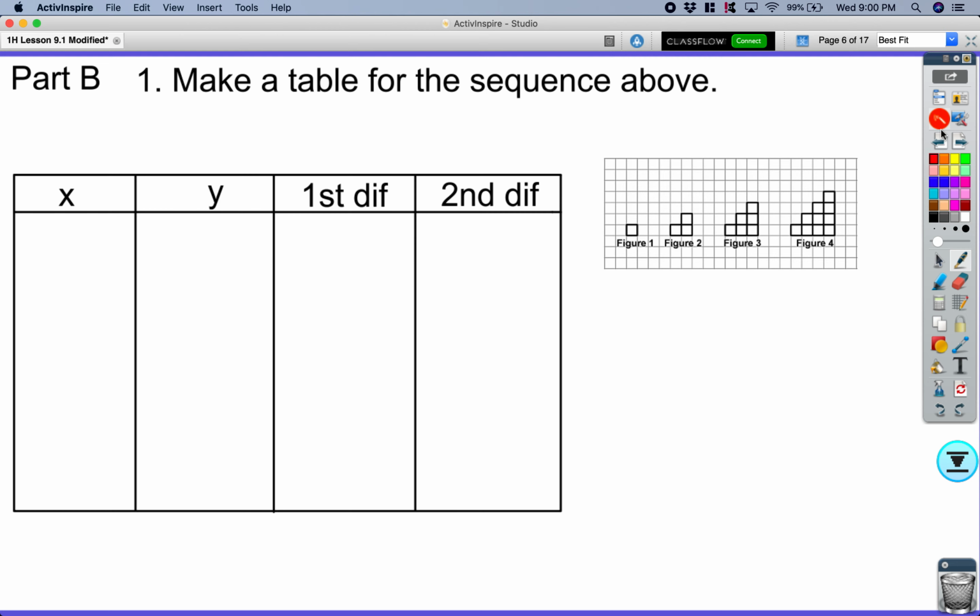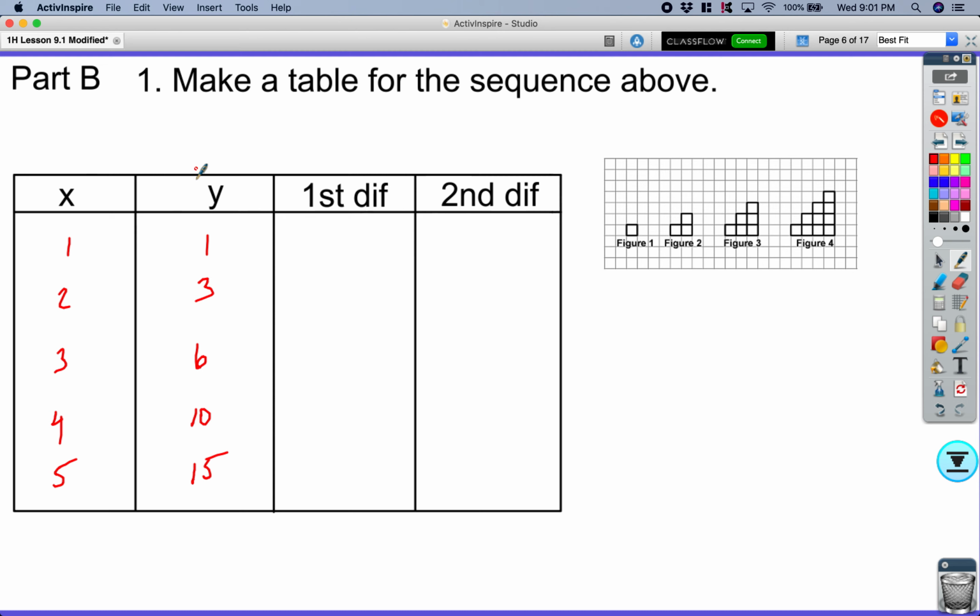So right here it says to go ahead and make a table for this. So we'll go up to 5 again: 1, 2, 3, 4, 5. On stage 1 I had 1 block, stage 2 I had 3, on figure 3 I had 6, on figure 4 I had 10. If you notice here, I added 2, then I added 3, I added 4, and if I added 5, this would give me 15.